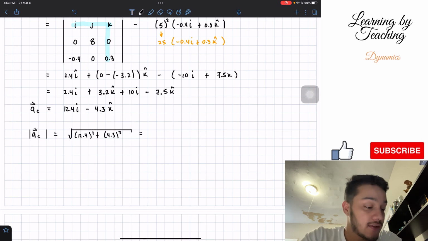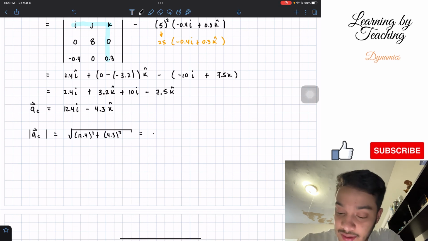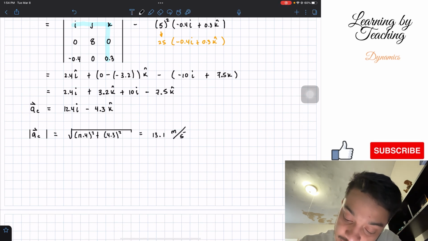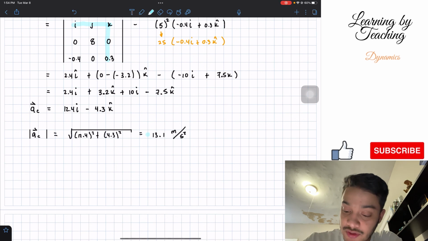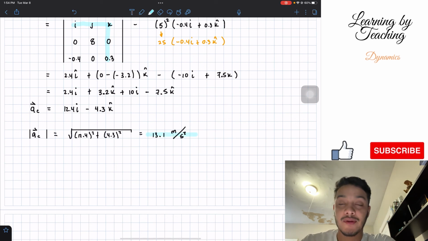When we have this, when we apply this into our calculator, we get a total of 13.1, and the units should be meters per second squared. Okay, so this will be our second answer for this problem.